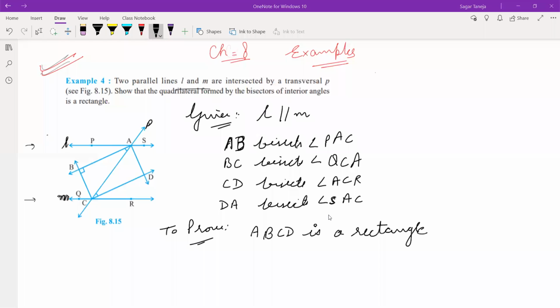This is the process as we know. So start with the proving part. So how we can prove this? That ABCD is a parallelogram.